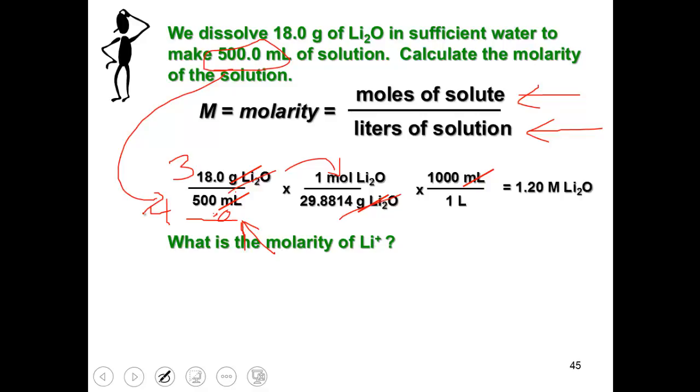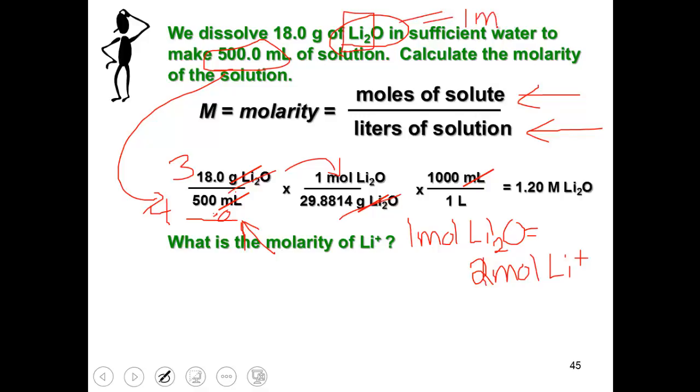Now, we can also ask an additional question. What is the molarity of the lithium plus 1 ion? And you might say, what are you talking about, Heather? Well, remember, let's look at the formula. For every 1 mole of lithium oxide, that will be made up of 2 moles of Li+, because there's 2 in here, and they're ions. It's also equal to 1 mole of the oxygen minus 2 ion, because the oxygen is in there also.